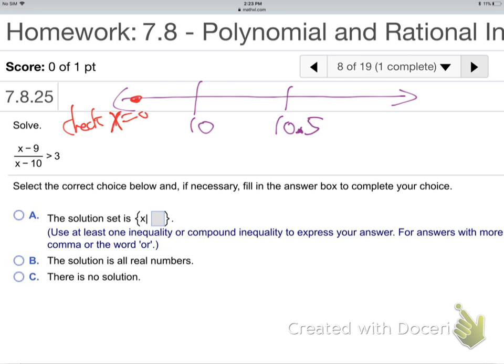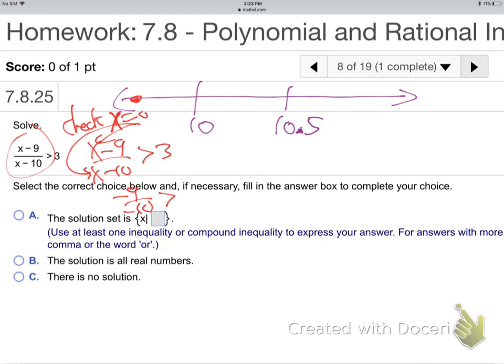All right. So x equals 0. Let's plug it in. So we're going to check. What do we check? The original. Always the original whenever we check anything in math. Check that original. x minus 9 over x minus 10 greater than 3. Plug in the 0.